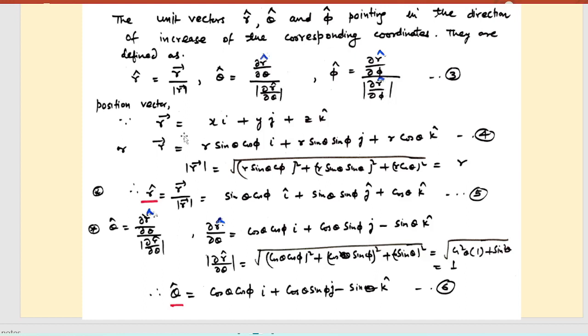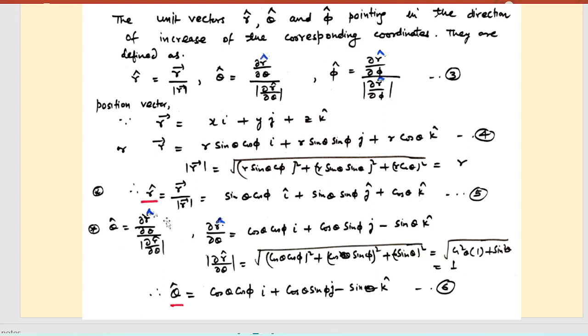We have just found the r vector equal to r sin theta cos phi i cap plus r sin theta sin phi j cap plus r cos theta k cap, and its magnitude is the square root of r sin theta cos phi squared plus r sin theta sin phi squared plus r cos theta squared, that is r. If we divide this vector by its magnitude, r will cancel out, giving r cap equal to sin theta cos phi i cap plus sin theta sin phi j cap plus cos theta k cap.